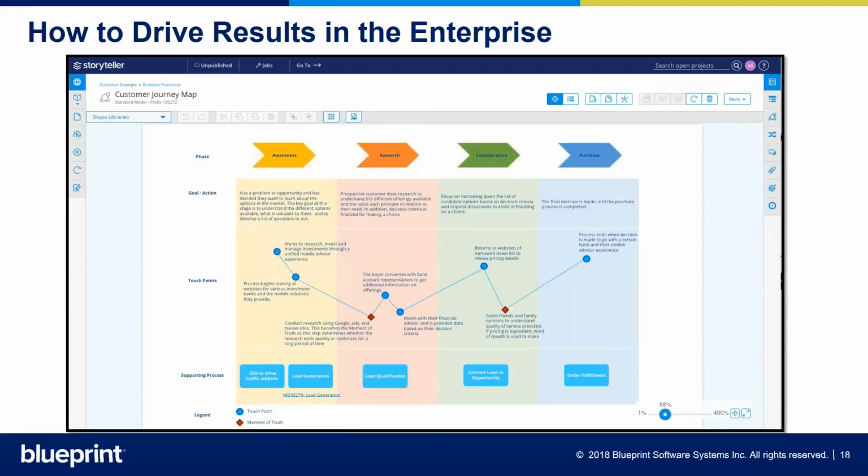So you can see that the process starts off fairly positive. They're feeling good. They're doing some research. They're investing in managing investments through a unified mobile advisor experience. Then they start to look at various websites for various solutions for various investment banks here and the mobile solutions that they can provide. But they run into a snag, right?